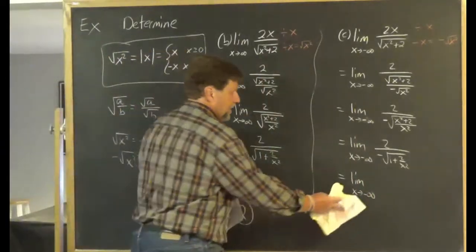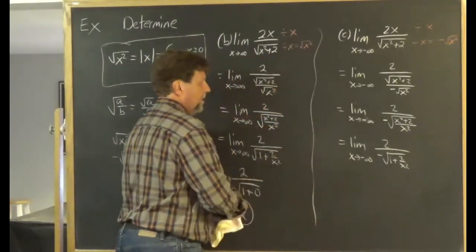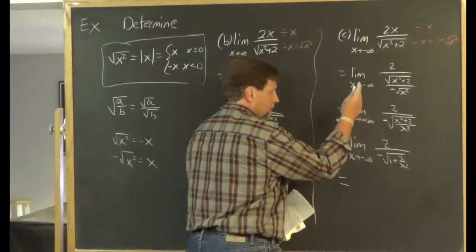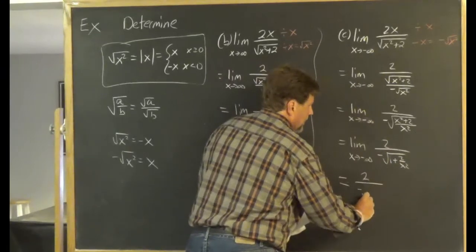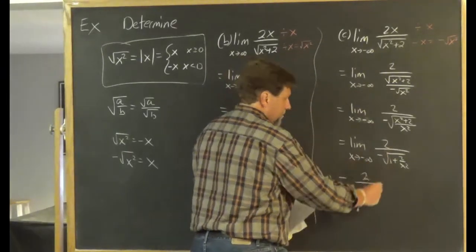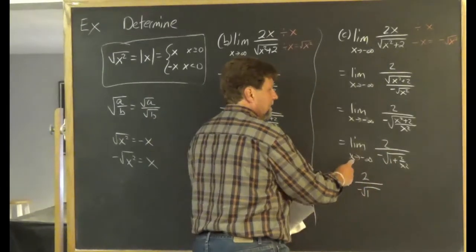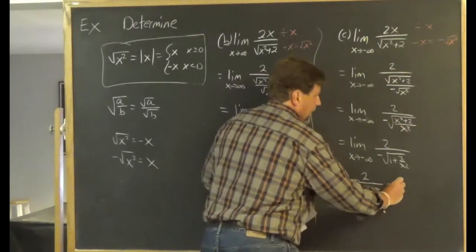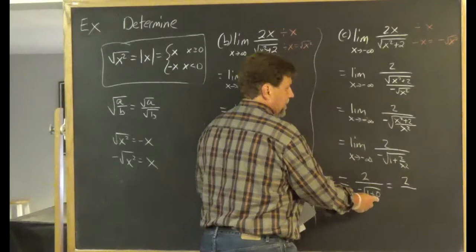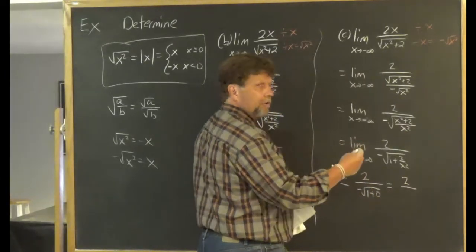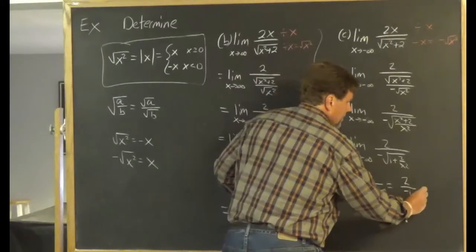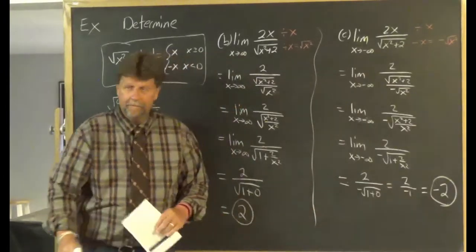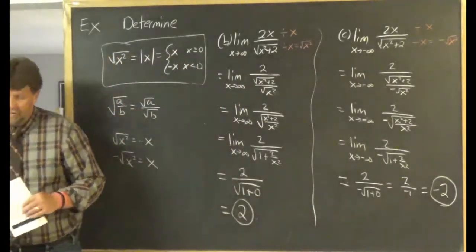Just like in part B, I can start to evaluate the limits. The limit as x goes to negative infinity of 2 is 2. The limit as x goes to negative infinity of 1 is 1. The limit as x goes to negative infinity of 2 over x squared is 0. So we get 2 over the square root of 1 plus 0, which is 1. Square root of 1 is 1. The opposite of that is negative 1. So 2 divided by negative 1 is negative 2. So part C, the limit is negative 2.